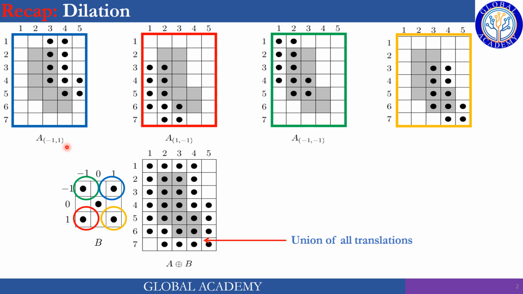A minus 1 1 is the translation at coordinate minus 1 1. This translation is because of this value, and then green because of the green value, and then yellow because of the yellow value. So their union is a dilated image, or a thicker image. And the notation for dilation is a plus sign in a circle, B.